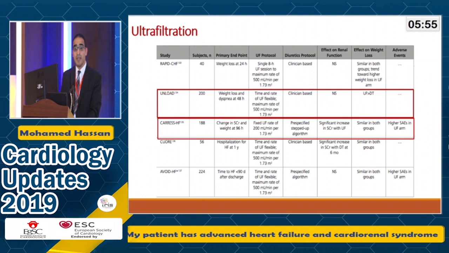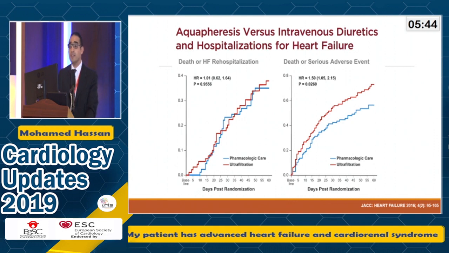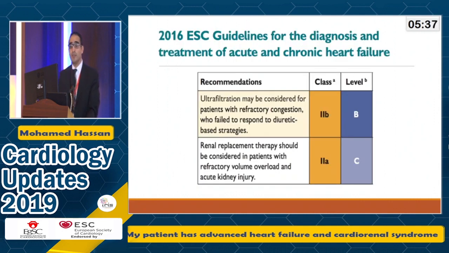In this trial, there is an increase in the serious adverse events, mortality, infection, anemia, and bleeding with ultrafiltration compared to diuresis. So we use ultrafiltration only if the patient has refractory congestion and fails to respond to diuretics, and it's a class 2B recommendation. But we can go for renal replacement and dialysis if the patient is overloaded, and also there is evidence of acute kidney injury and rising creatinine, which actually has class 2A recommendation.